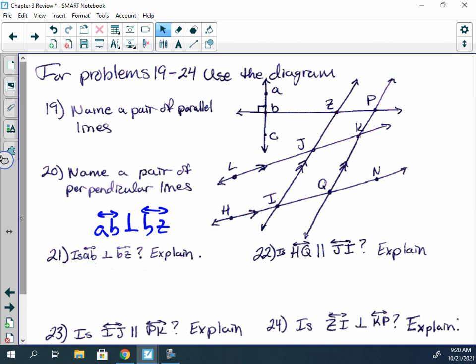Now, there are other ways we could have named it, because AB, that line AB, we could have named it as line AC, BA, BC, CB, CA. Any one of those three, name that same line, any of those combinations. For the other one, we could have used BZ, BP, ZB, ZP, PZ, or PB. Any of those would name that same line. As long as we're naming those two lines, they are perpendicular. Any other questions on this here?